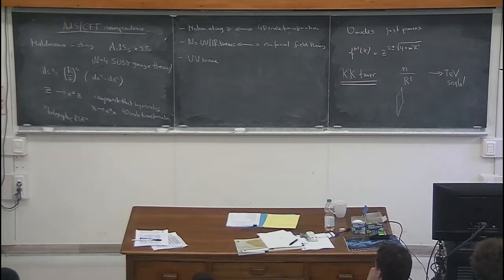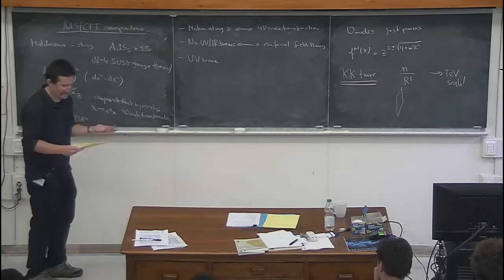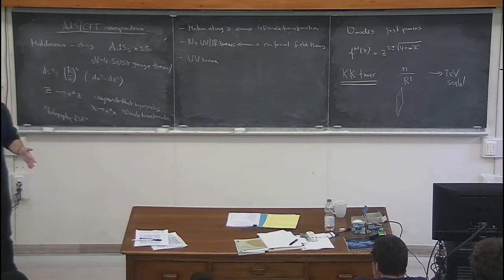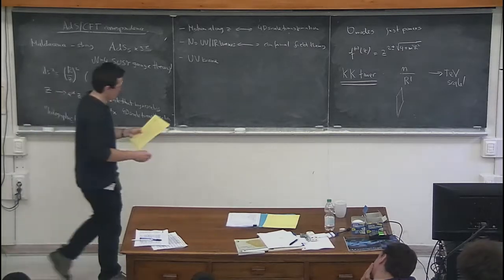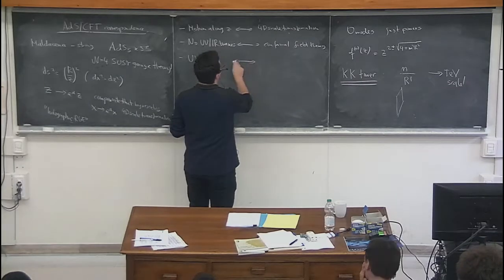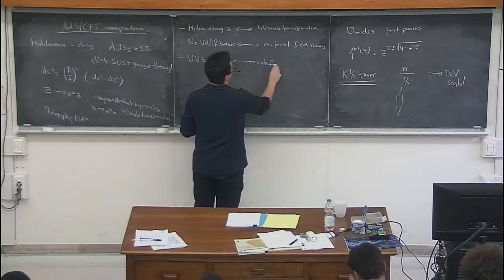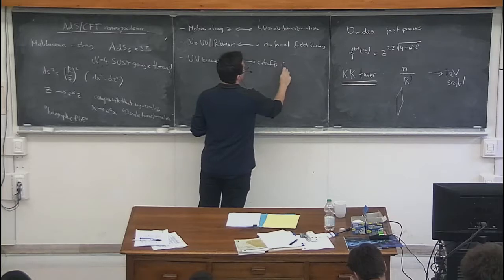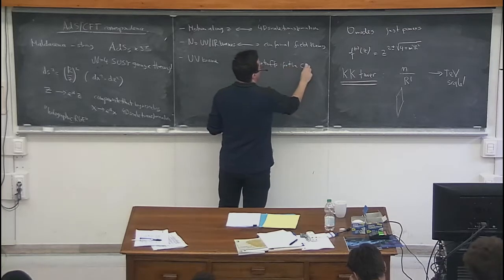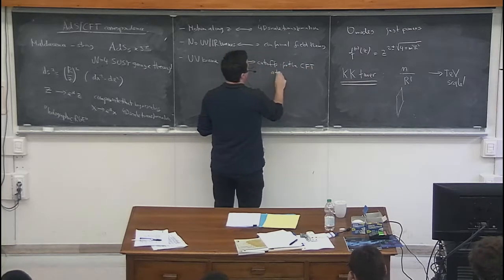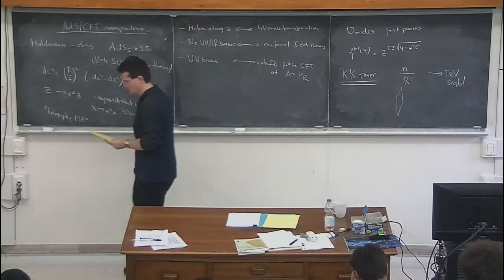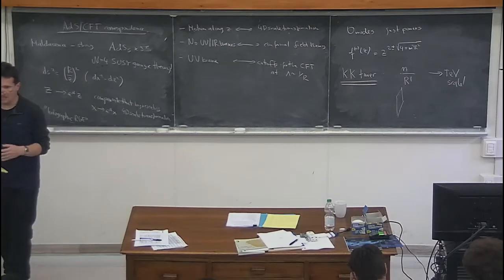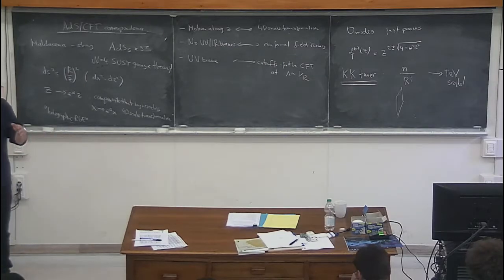So that has a very simple implementation. It's just saying that I have a cutoff for my CFT. I cannot go to arbitrary high scales. There will be a cutoff for the CFT at lambda about 1 over R. So it's a conformal field theory, but now it's not a true conformal field theory. It's a conformal field theory with a cutoff.